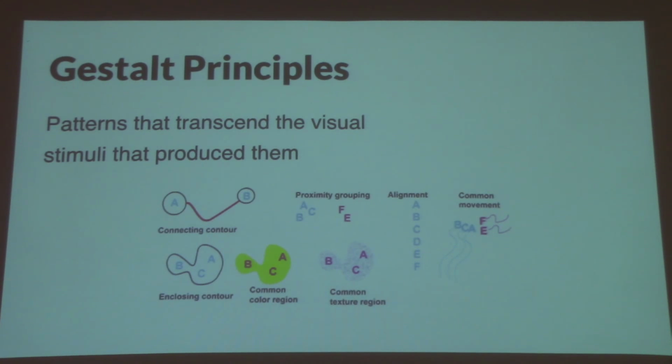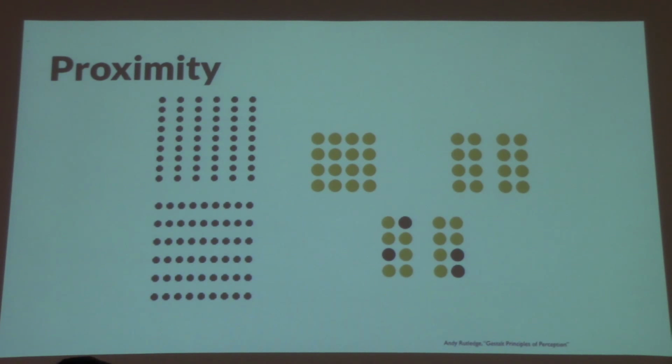So the idea of Gestalt principles is patterns that transcend the visual stimuli that produce them. For example, connection: if we connect two elements, we see them as belonging together. If we enclose them, we see them as belonging together. If we have a common color region or common texture region, we group these elements, or if we arrange them spatially, we also group them mentally. Alignment is one of the Gestalt principles, and so is common movement. If these letters were to move like this, that would also be one of the Gestalt principles. So it's really very much about grouping structures.